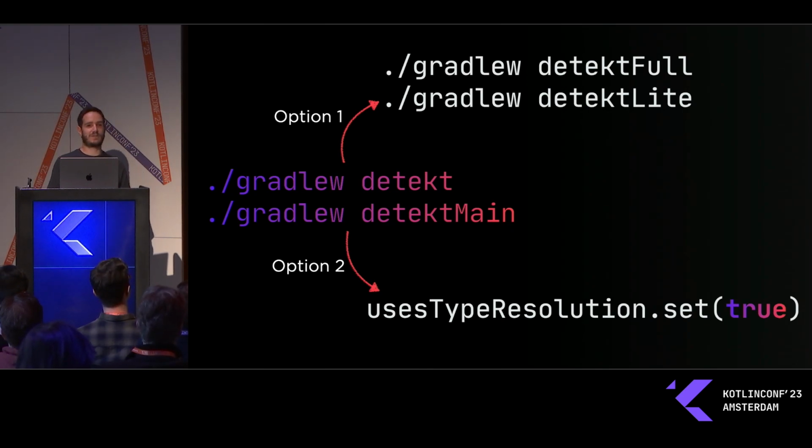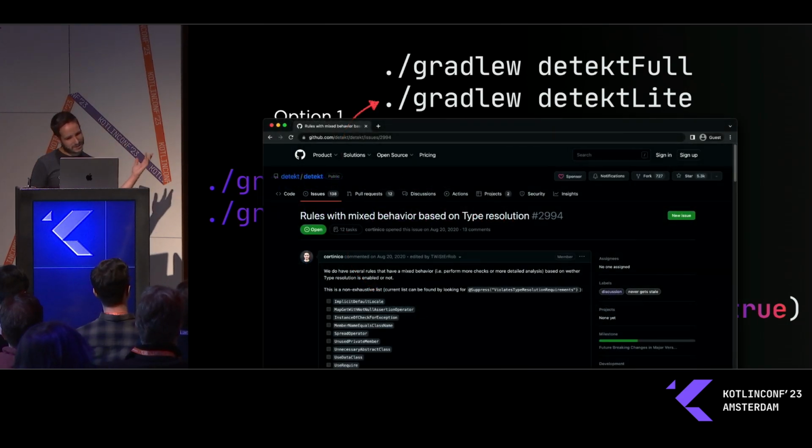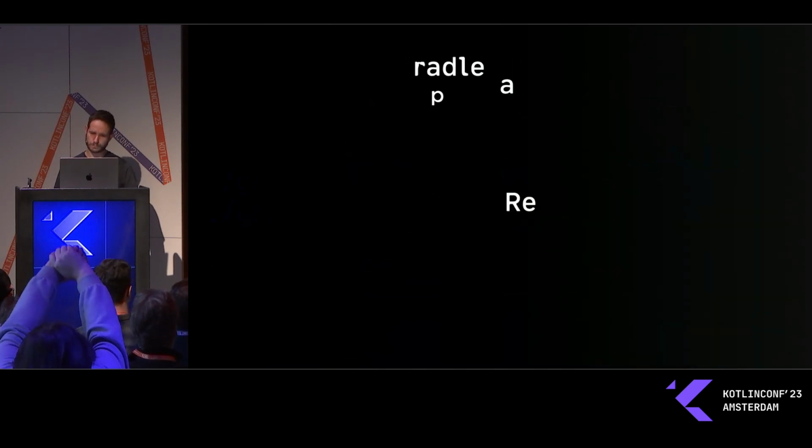And again, this allows us to have more powerful inspection, and also allows us to fix one issue that is really close to my heart, which is rules with mixed behavior. We do have some rules inside Detekt that behave differently based on whether you have type resolution enabled or not, which is terrible from the user perspective, and we will be moving all those rules to require type resolution only. So if you are using Detekt without type resolution, those rules will stop working in 2.0.